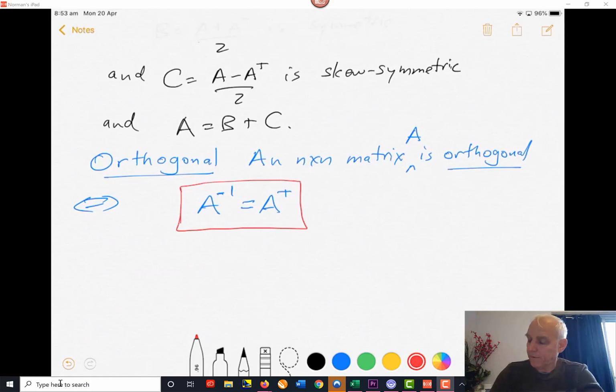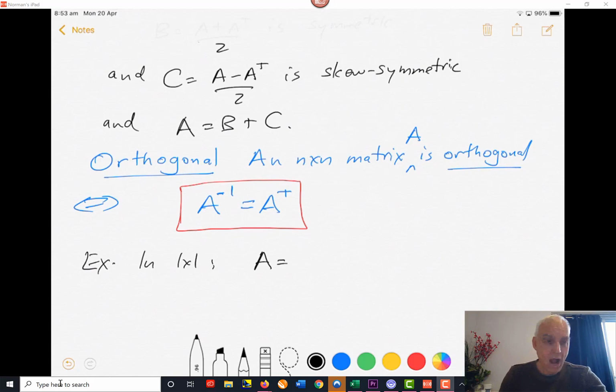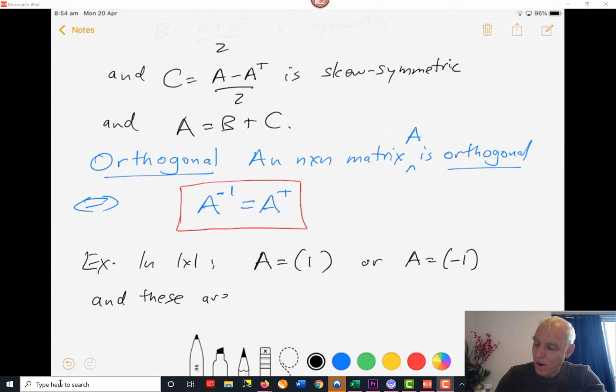That's kind of interesting. So what would be an example of that? In the 1 by 1 case, could we cook up an orthogonal matrix, a 1 by 1 matrix whose inverse is equal to its transpose? Well, the transpose in the 1 by 1 case is not going to do anything. The transpose of a 1 by 1 matrix is itself. So this would really be just saying that the inverse of the matrix is itself. Here's an example. If A is the matrix 1, its inverse is 1 over 1, which is itself, which is its transpose. Or here's another example: A equals minus 1. I'll let you think about it. And these are the only examples. These are the only 1 by 1 orthogonal matrices.